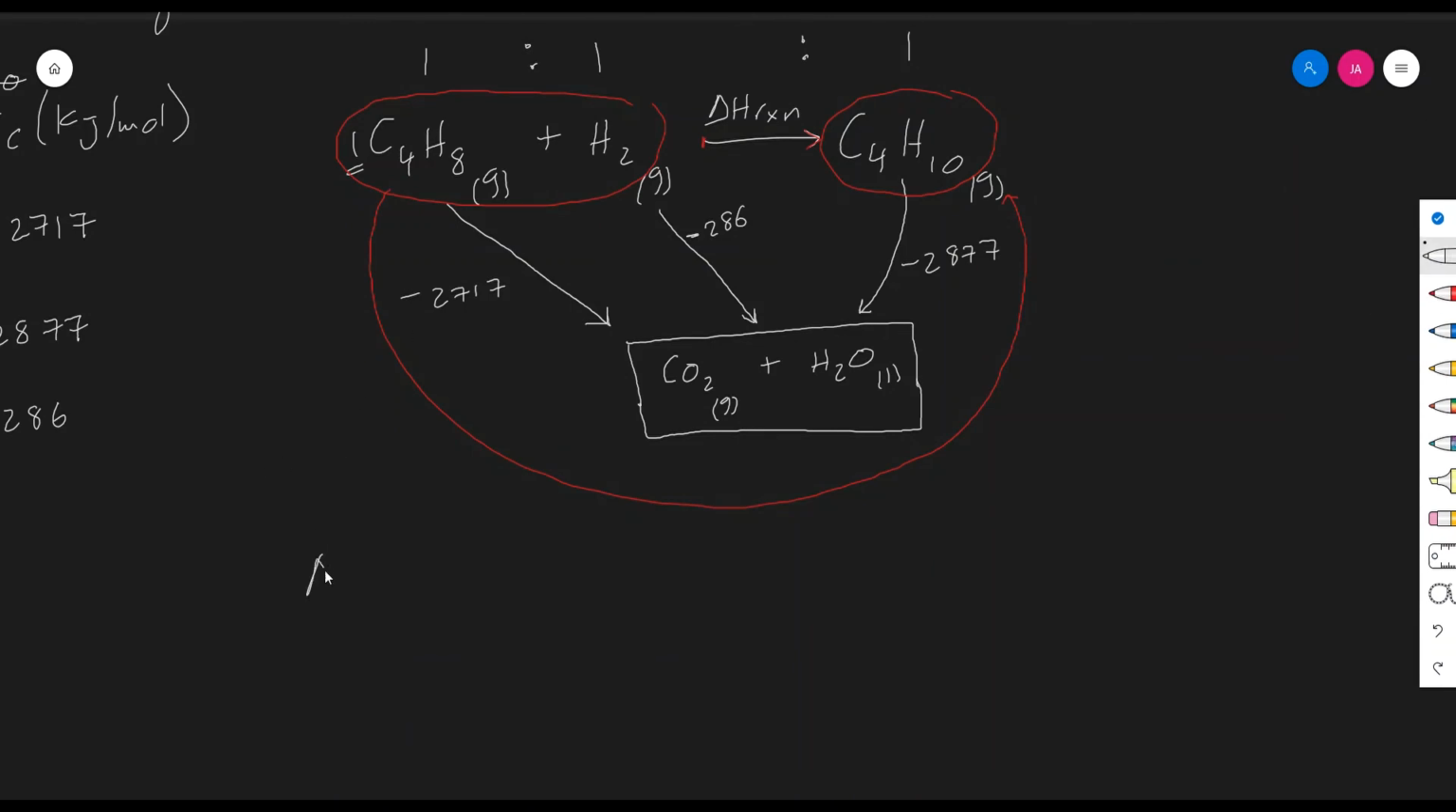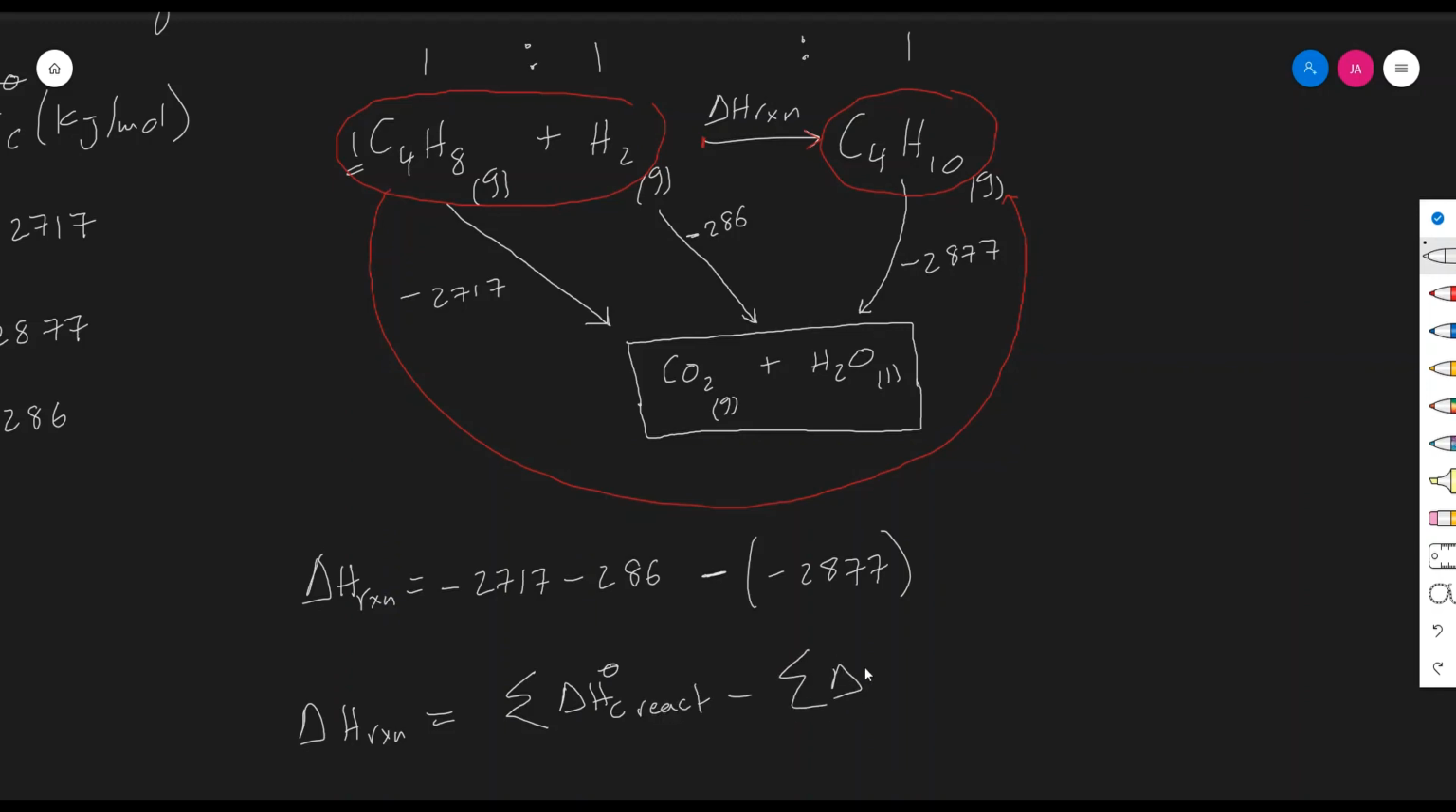The delta H of this reaction would equal negative 2717 plus negative 286, and I would put a minus here to change the sign of the negative 2877 value. This is a clear application of the equation I listed previously, which is the delta H of reaction would equal the sum of the enthalpy change of combustion values of reactants minus the sum of the enthalpy change of combustion values of the products here.